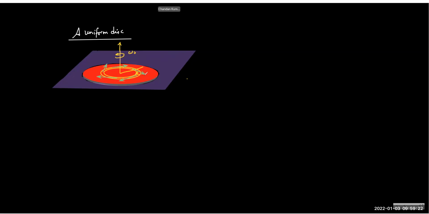And to find the torque, it is easy to write that d tau about the center O is df, the friction force, into the radius at which we have cut, let's call it r. So force into r. This is pretty easy. And now how do we find the force?